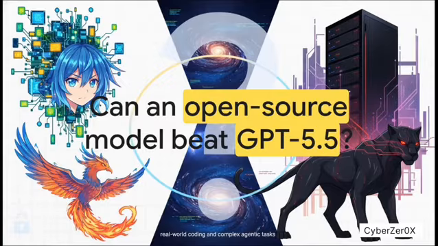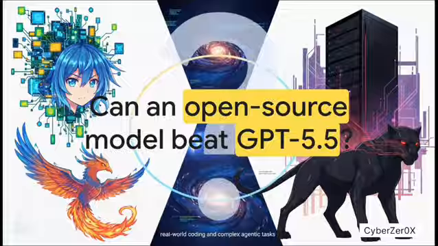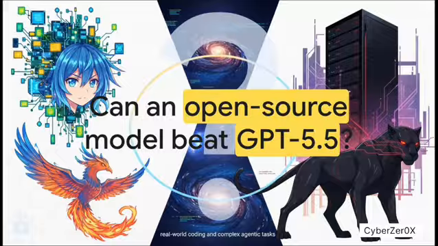So it brings us to a highly provocative question. Can a free open source model actually go toe-to-toe with a powerhouse like GPT 5.5? We're talking about GLM 5.2, which is built by a Chinese lab called ZAI. When it comes to real-world coding and complex agentic tasks, those multi-step problems where the AI works autonomously over time to find a solution, this model isn't just participating, it is fiercely competing.